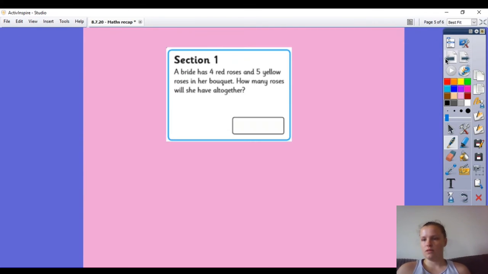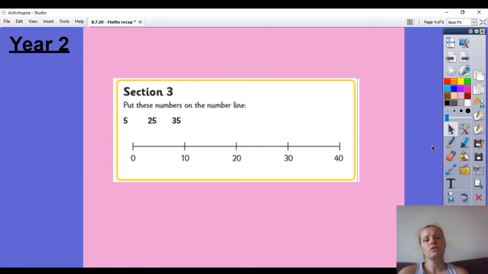So here are our Year 2 questions now, okay? So, put these numbers on the number line. Okay, so let's look at the number line. So it's got 0, 10, 20, 30, 40, and you need to add in the numbers 5, 25, 35. Okay, so I'm going to give you a few seconds now. Where do you think we would put these numbers on the number line? Where would they go?